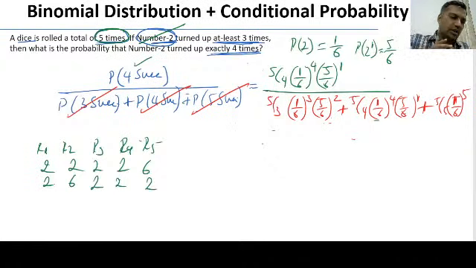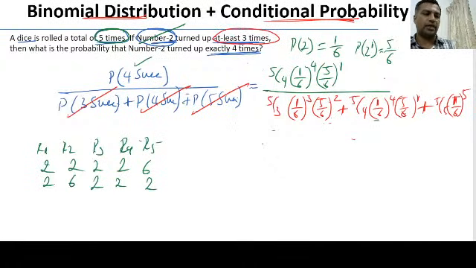This is your answer. So what did we do? We applied binomial distribution. We also applied conditional probability. Where did we apply conditional probability? At least 3 times it has already come. Therefore, what is the chance that it would have come exactly 4 times? We understood binomial distribution, we understood conditional probability, and we put both of them together.